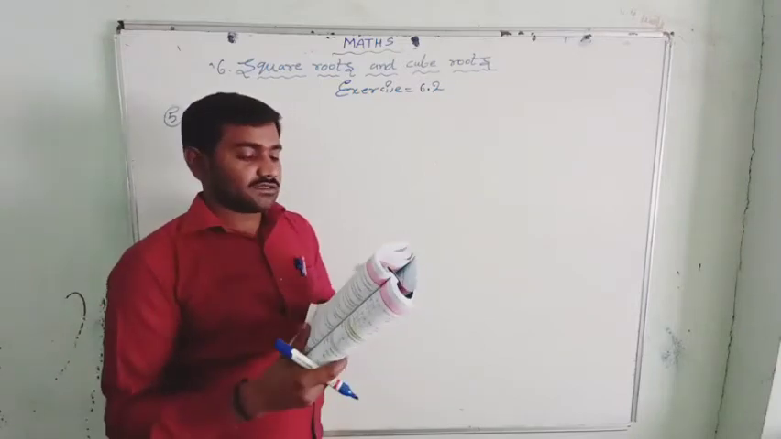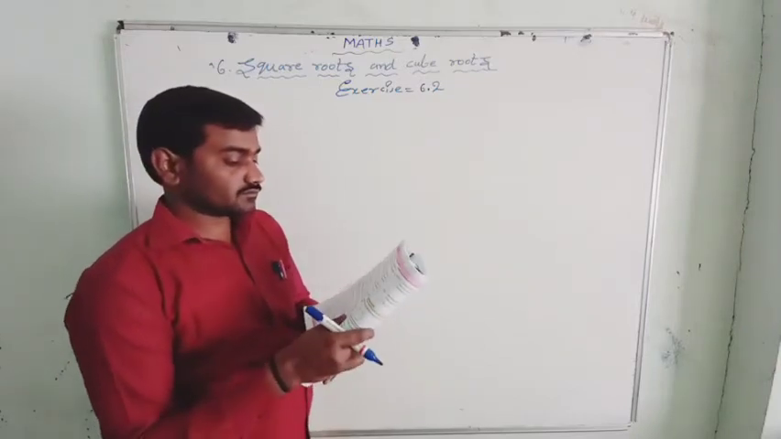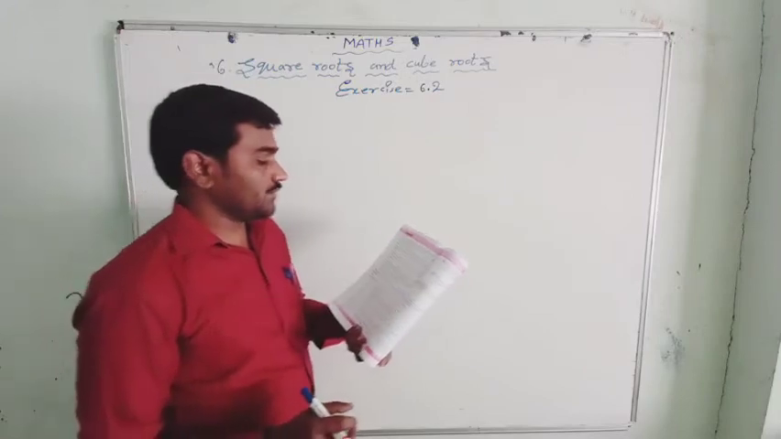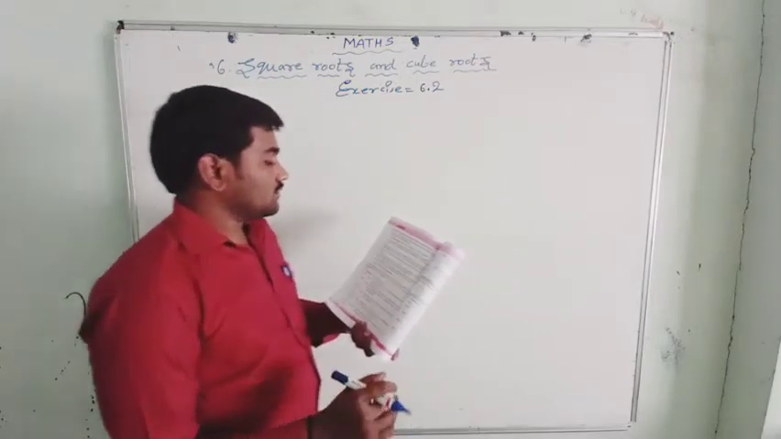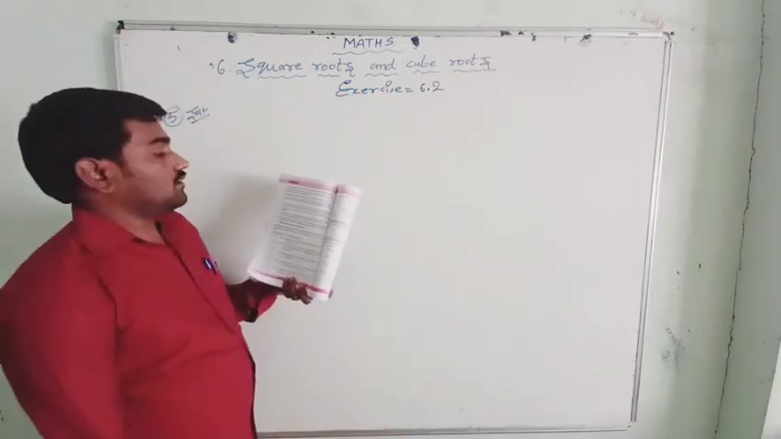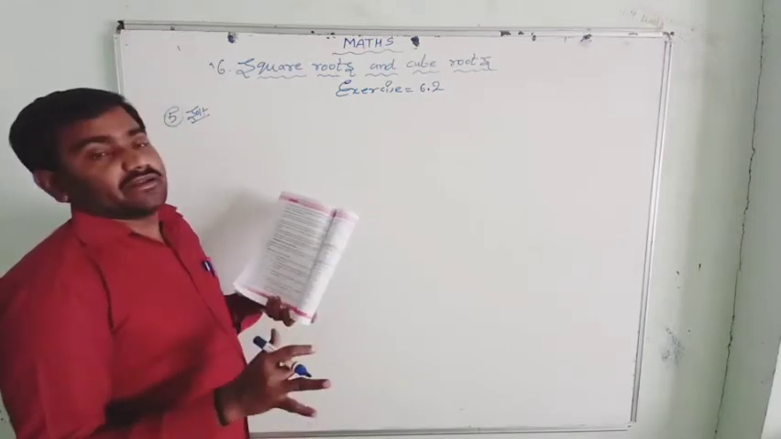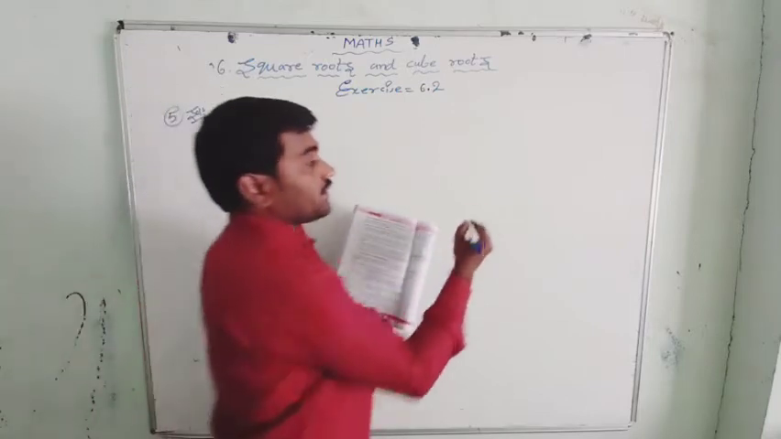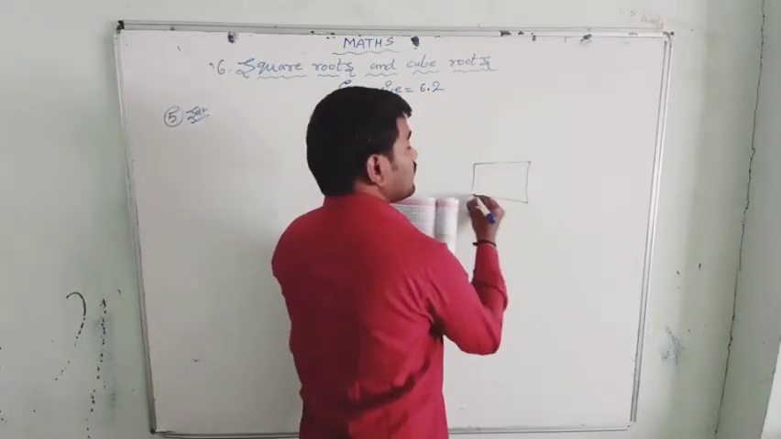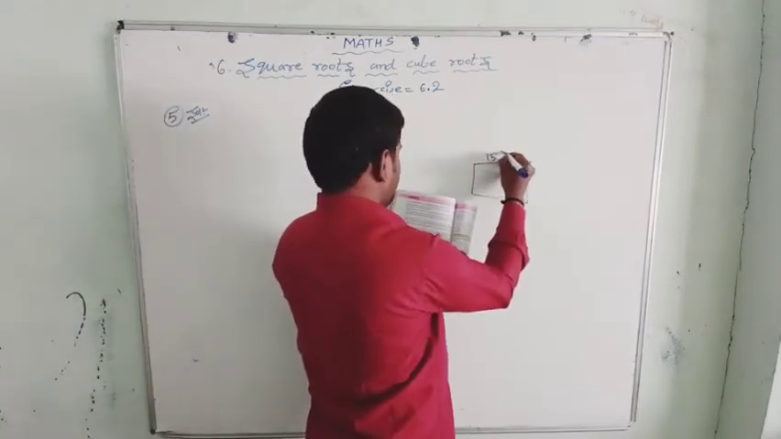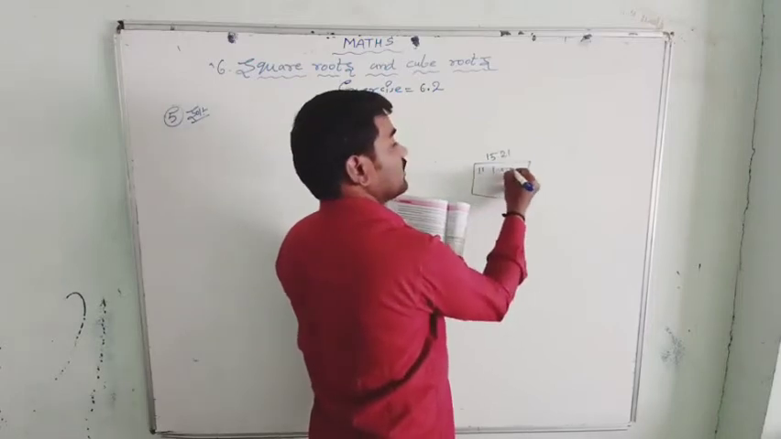Here the fifth solution and the sixth solution are the same. See that: 1521 trees are planted in a garden. If there is a garden here, how many trees? 1521 trees are there in this garden.